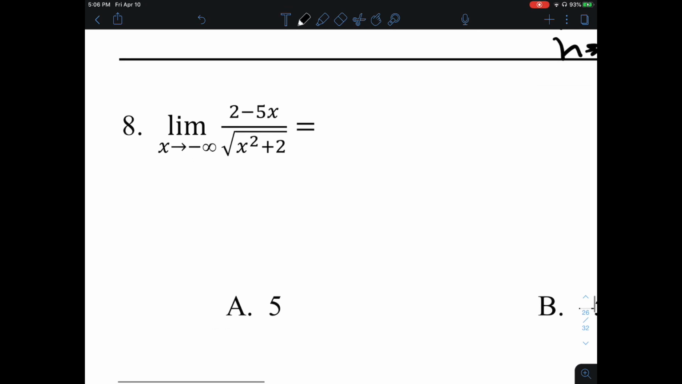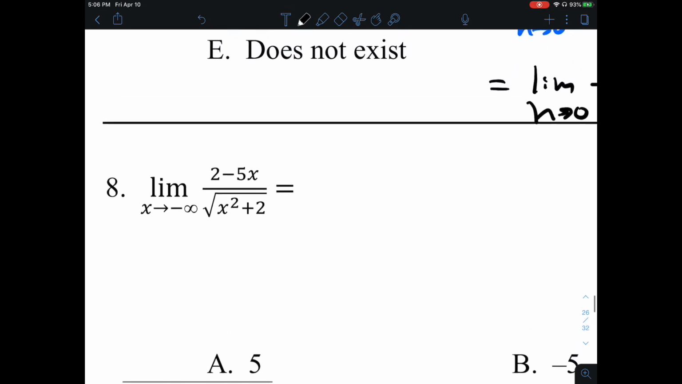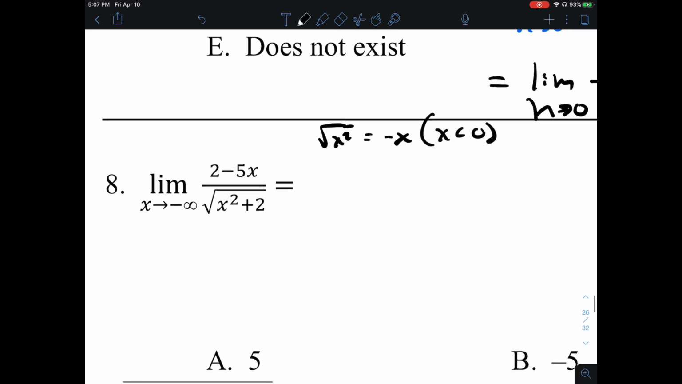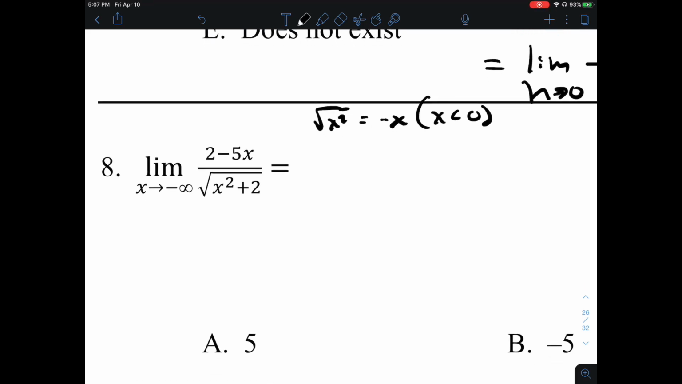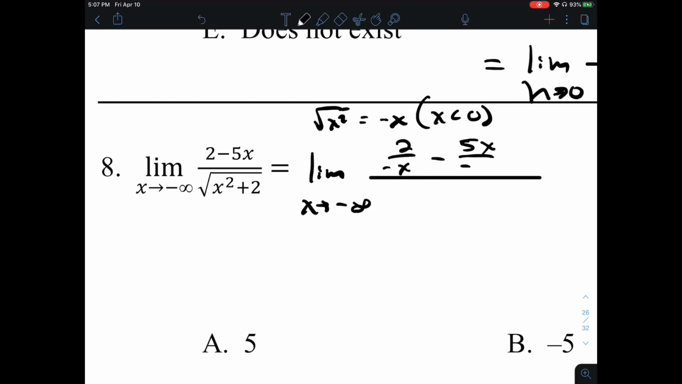We're going to have to divide this by x, and it should be noted that the square root of x squared is going to be a negative x in this case, and that's because our x is supposed to be less than 0. So in the numerator, we're going to have the limit as x approaches negative infinity. We're going to have 2 over negative x minus 5x over negative x. And our denominator, once you put the negative x inside the radical, take the negative x and square it to get it inside there, it's going to just look like an x squared.